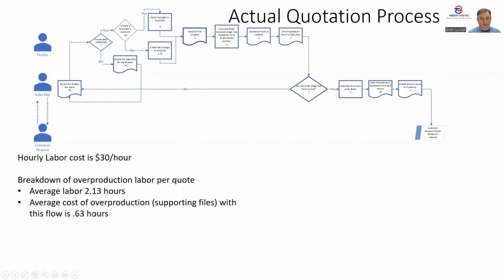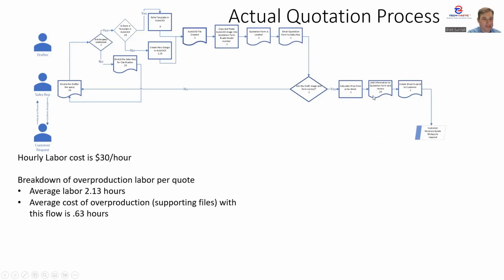The average cost of overproduction, which is actually creating supporting files for this, is about 0.63 hours approximately. So we have a few of them that we're talking about. We're having this extra email. If we hyper automate it, this is an email that's just not really needed. Quite frankly, this email kind of isn't either. We have a quotation form. This AutoCAD file is being created. We don't need that. We don't need this email either when we hyper automate.